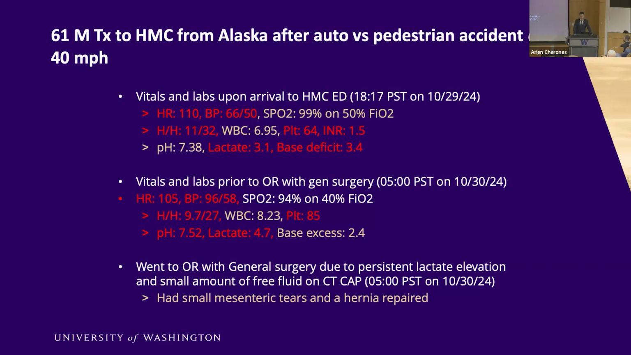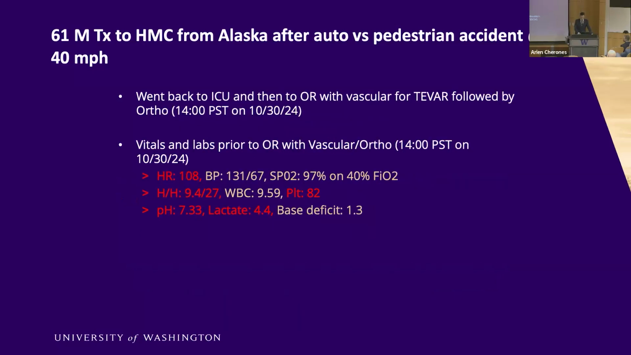So they went to the OR at 5 a.m. They got in there, they found an incidental hernia and some small mesenteric tears and a small tear in the peritoneum that they felt were from the pelvic fractures. They did some small repairs and then took him back to the ICU. Once he was back in the ICU, he stayed there all day until the early afternoon. His lactate still did not improve, still 4.4. He's again acidotic with his pH, which had gone back up, likely from some respiratory compensation, and is now back to 7.33.